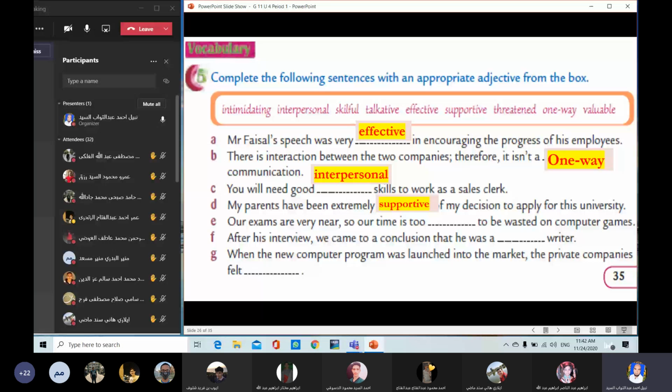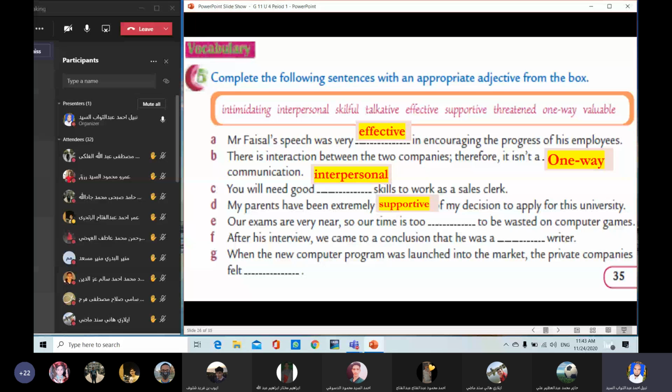Our exams are very near, so our time is too. You are going to have an exam very near. So how can you describe your time? You shouldn't waste your time playing computer games. Your time is so what? So precious, so expensive. Give me another word. Valuable. Thank you very much.